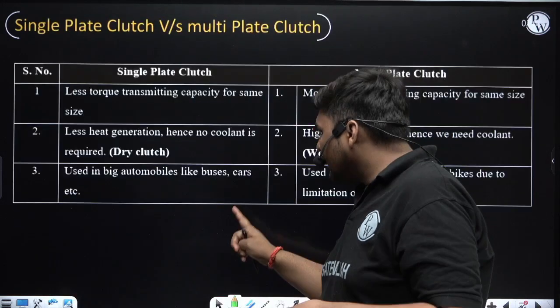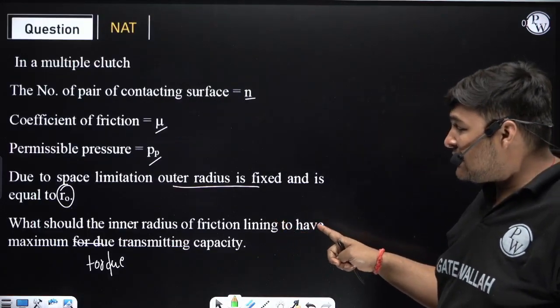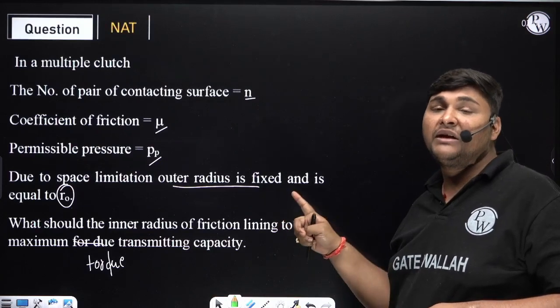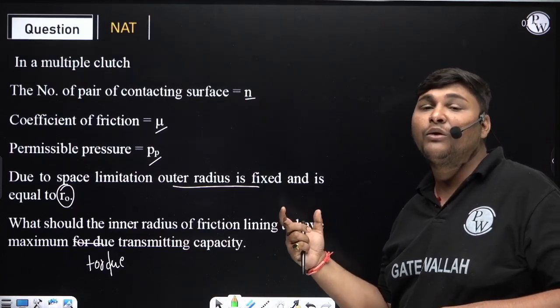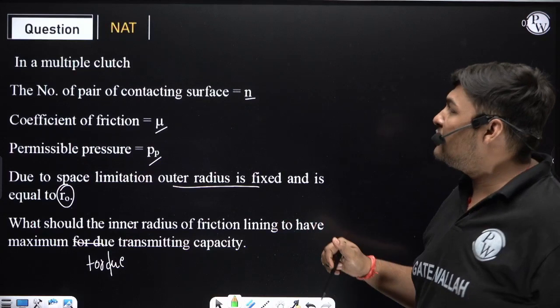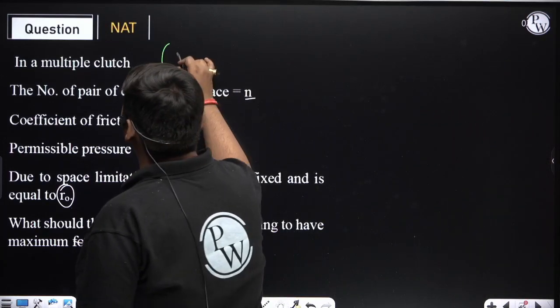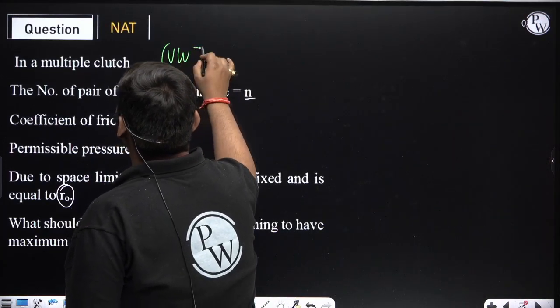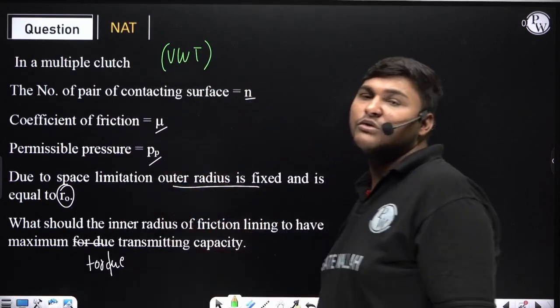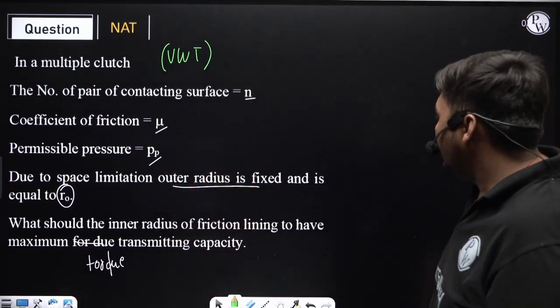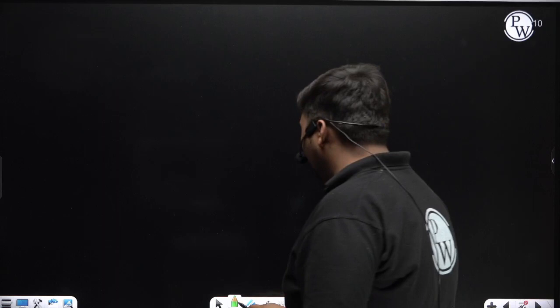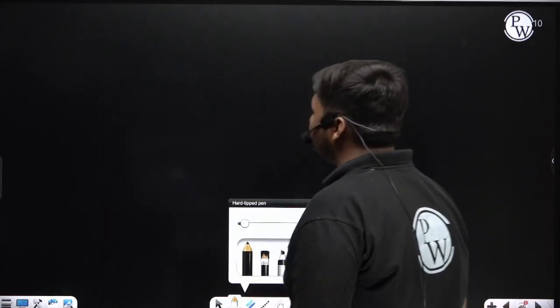So here we have to calculate the value of RI for which the torque transmitting capacity will be maximum. It is one of the design questions. So which theory will we use if it is not mentioned in the question? Since the theory is not mentioned here, we will use uniform wear theory. Now we have to calculate the value of RI for which the torque transmitting capacity is maximum.